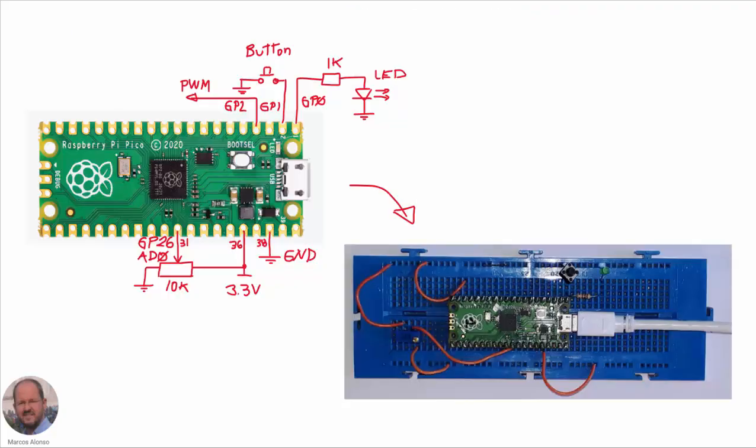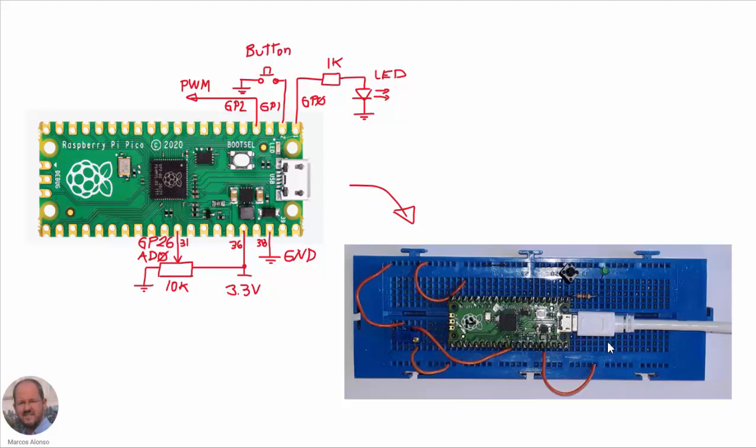This is the circuit that I have implemented in order to do some testing with the board. We can see that we have connected here an LED to GP0. We have a push button here connected to GP1. GP2 will be used to generate a PWM output. And here we have connected a potentiometer in order to generate an analog input into GP26.